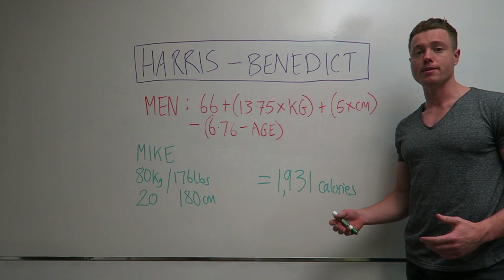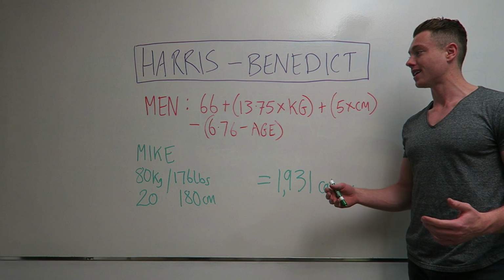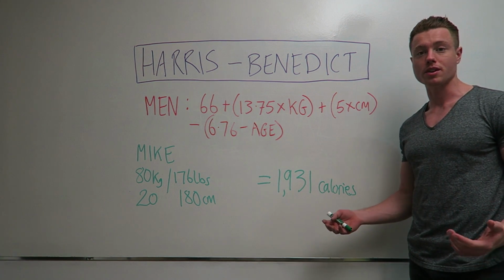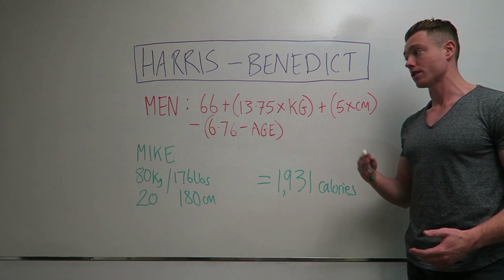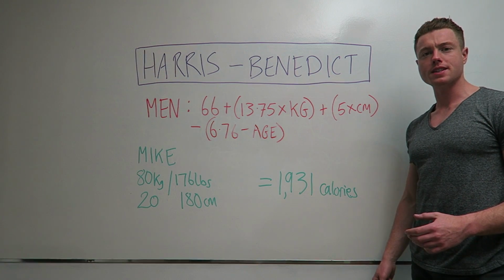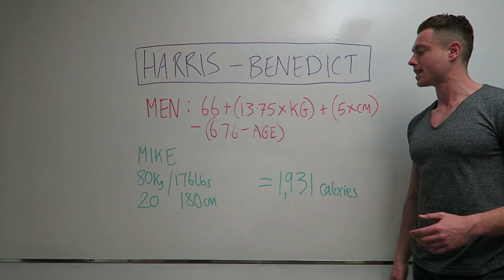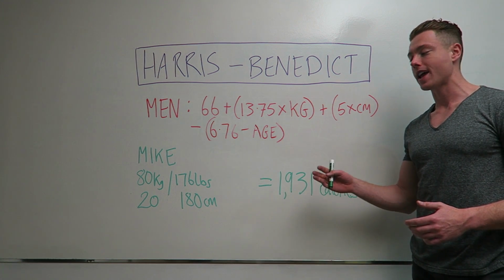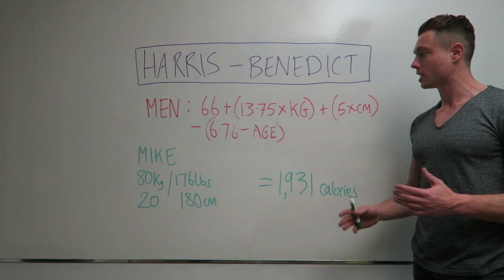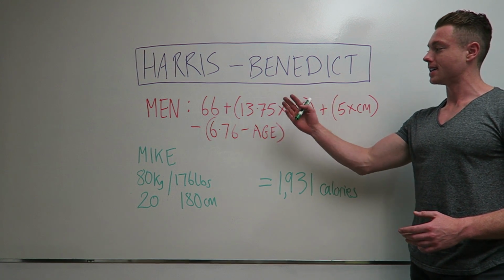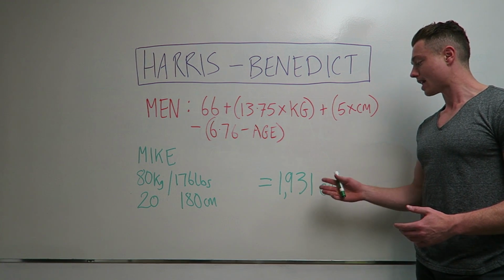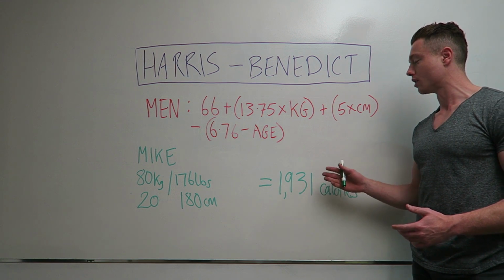Since the majority of my viewers are males, I'm going to use a male as my example and use the male formula. If you're a female, you can simply just put your stats into the female formula, which I've just rubbed off the board. So I've got a visit from my good friend Mike again. Mike is 80 kilos, 176 pounds, he's 20 years old, and he's 180 centimeters. So I basically just plugged Mike's stats into this equation and got the total calories, or his BMR, of 1,931.